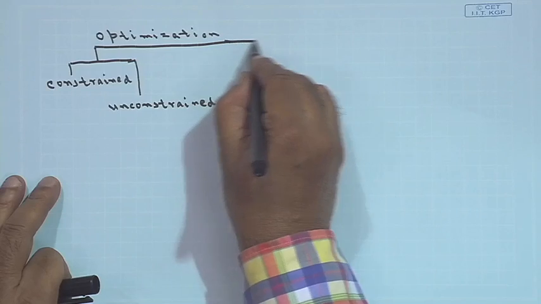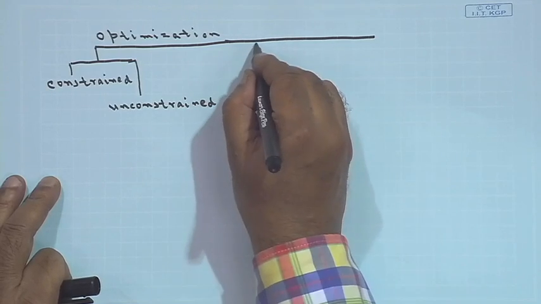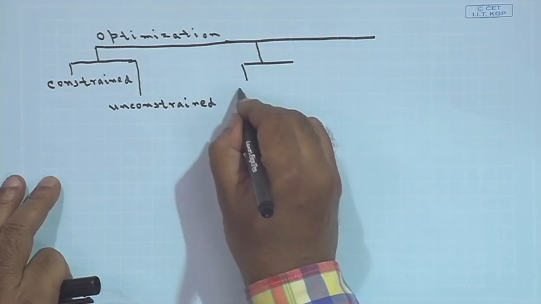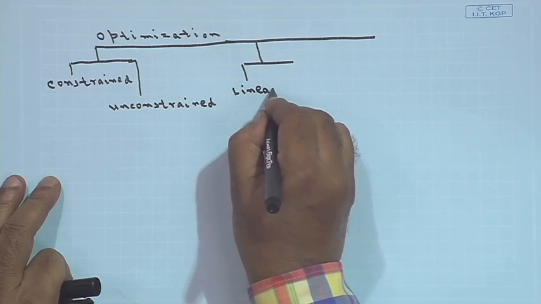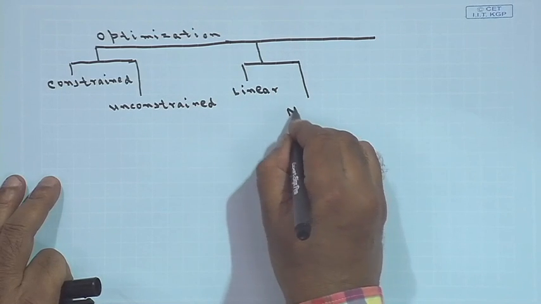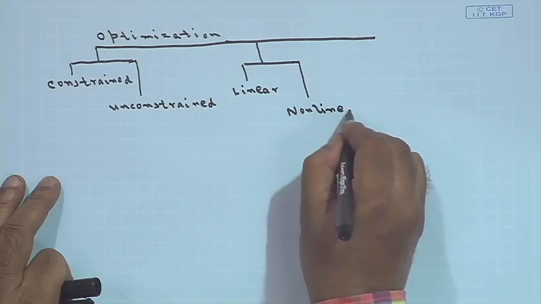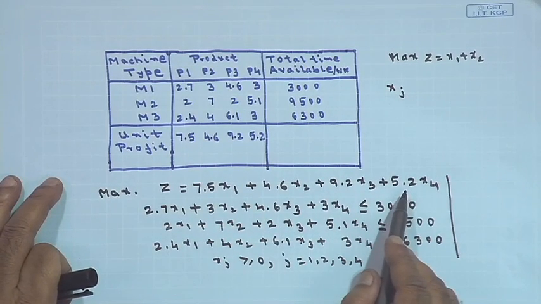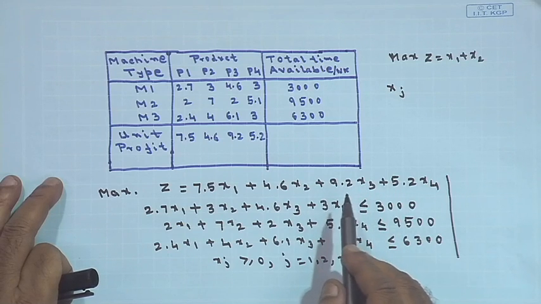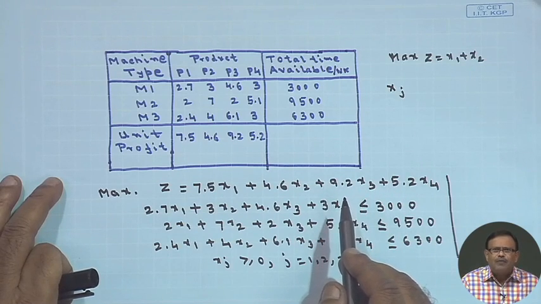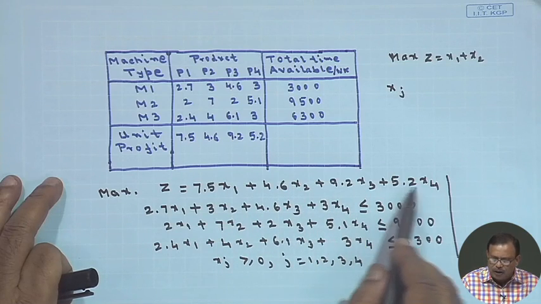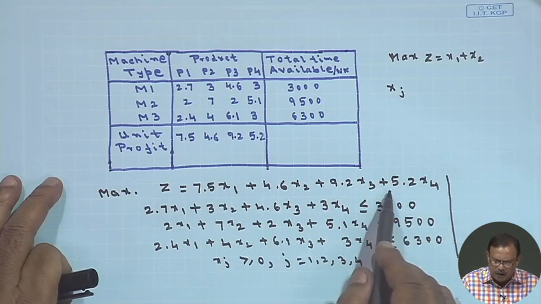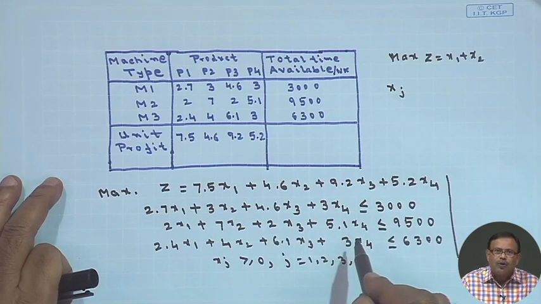So, this is one part. The other part is, it can be linear, it can be non-linear also. Linear means whatever objective function you are considering here should be linear in nature. As you know, one particular function may be a linear function. Linear function means, just like x 1, x 2, x 3, x 4 is there. So, this is linear and the constraints are also linear.